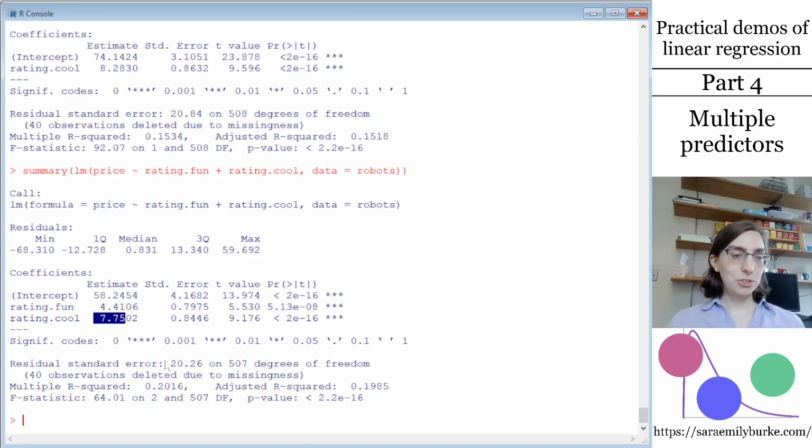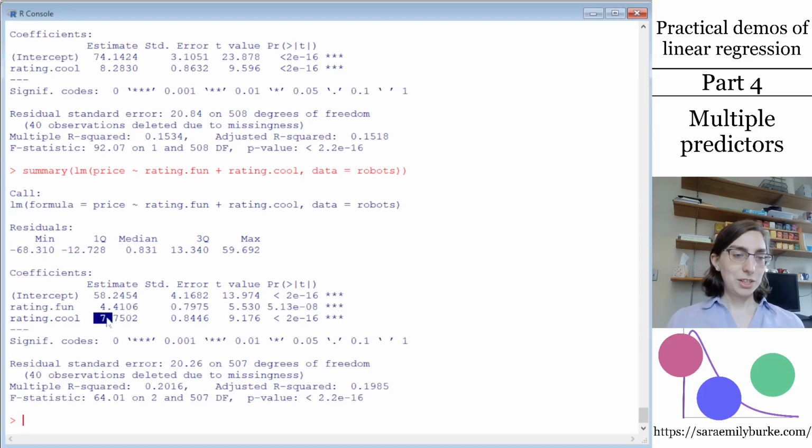A way of thinking about what this adjusting for means is that $7.75 is how much extra price we would expect of a robot 1 unit cooler holding its amount of fun constant. So fun robots tend to be cooler in general, but in this case, we're imagining a robot that's 1 unit cooler, but that has the same amount of fun. And that's why the association with price is weaker.